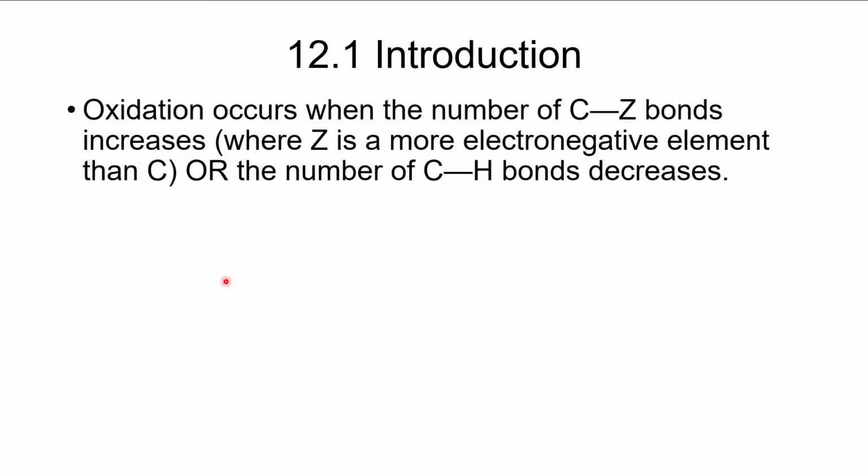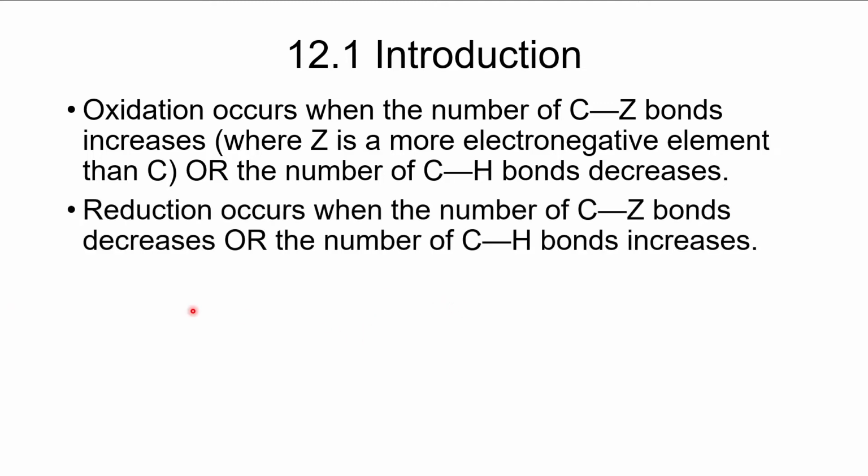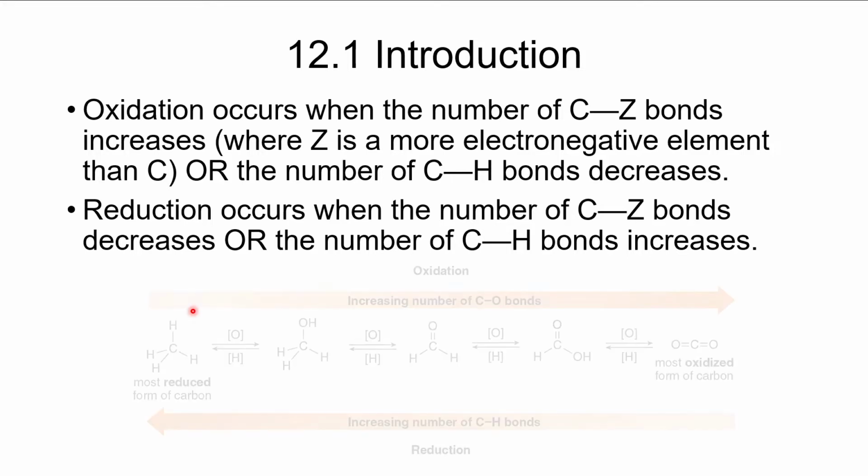So oxidation occurs when the number of carbon-Z bonds increases, where Z is an element that is more electronegative than carbon, or the number of carbon-hydrogen bonds decreases, and so that would be an oxidation. A reduction will occur when the number of carbon-Z bonds, again, Z being an element that's more electronegative than carbon, decreases or the number of carbon-hydrogen bonds increases.